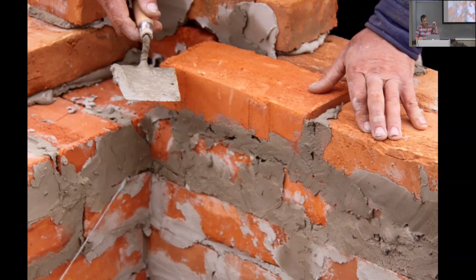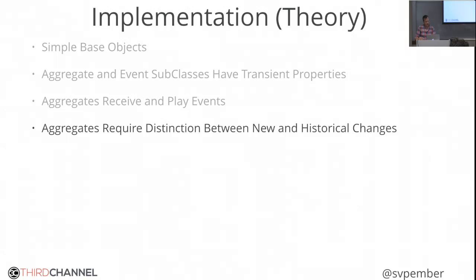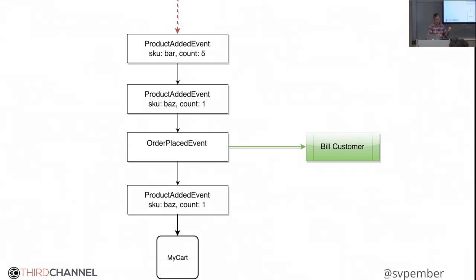When the aggregate is first created, all of those transients are at their default value, and the playback of the events will restore those transient fields to whatever point in time they were as the events are played. I'll give an example of what that looks like in a minute. This goes back to your point earlier: aggregates require a distinction between new and historical changes. So the shopping cart and the order placement should only charge the credit card the first time the order event is created, not any time I play the event back or load it in memory.